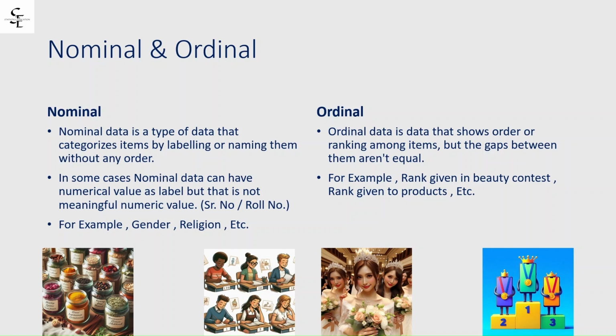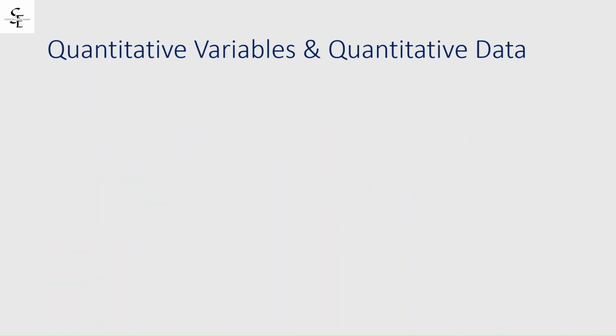For example, in a beauty contest, judges rank contestants but they don't specify how much better one rank is over another. Similarly, smartphones are ranked based upon their features, and one cannot specify how much one phone is better than the other. Now let's move on to quantitative data.